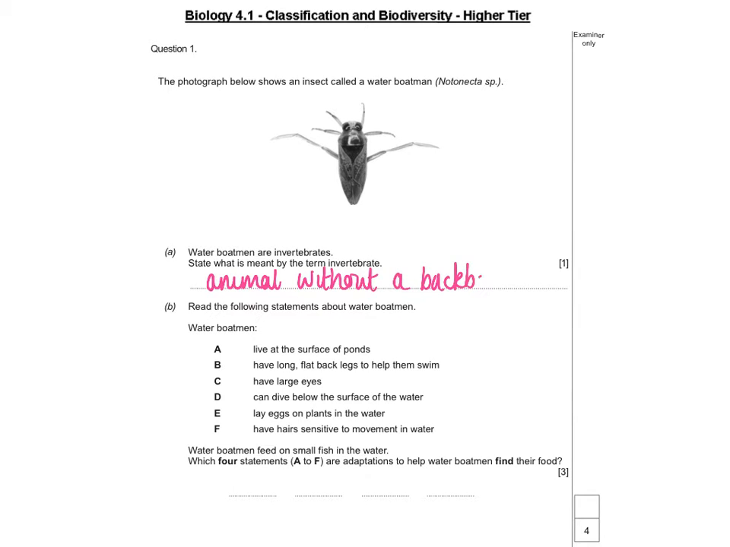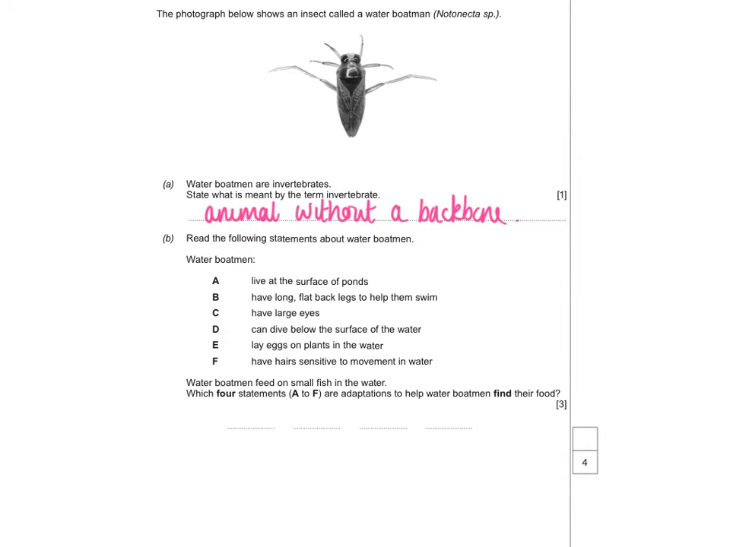Okay. And then we have the next question. Read the following statements about waterboatmen. Waterboatmen: A, live at the surface of ponds; B, have long flat back legs; C, have large eyes; D, can dive below the surface of the water; E, lay eggs on plants in the water; F, have hairs sensitive to movement in water. Waterboatmen feed on small fish in the water. Which four statements, A to F, are adaptations to help the waterboatmen find their food?